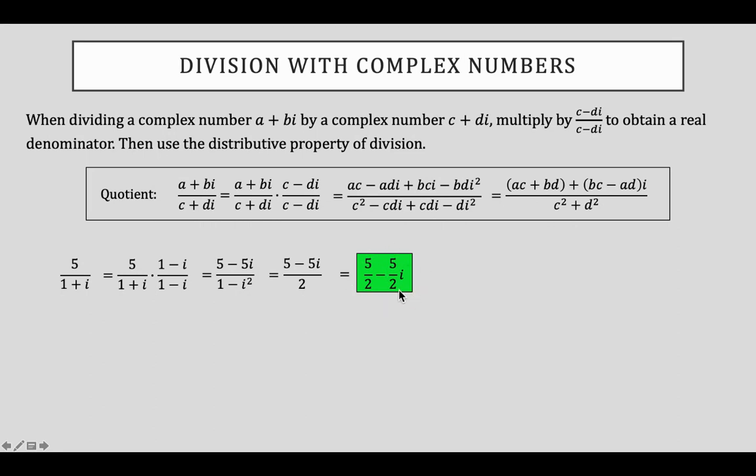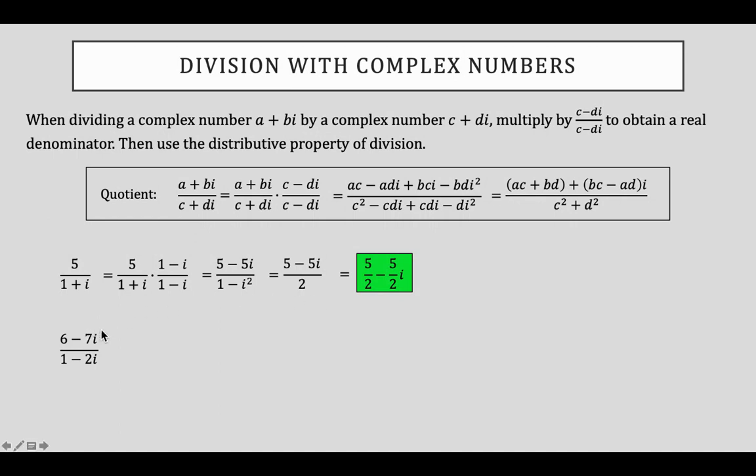Notice in this case, none of the fractions reduce. That is why it's not necessary to split them up. However, if you can reduce any of the fractions, you must split them up. Always a safe bet to split up your real part and your imaginary part. All right, let's try another one.